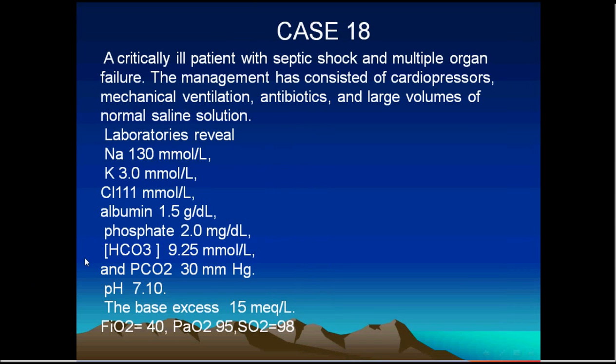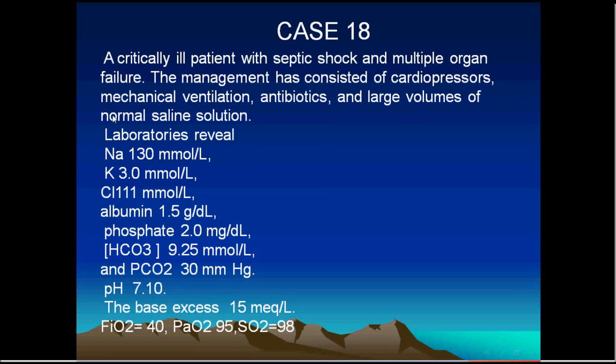Let's go to this case. This is a critically ill patient with septic shock. So this septic shock gives you a problem. This patient most probably has high anion gap metabolic acidosis and multiple organ failure also. The management consisted of vasopressors and mechanical ventilation, and this mechanical ventilation will make some sort of error in the carbon dioxide. This will not be physiological.